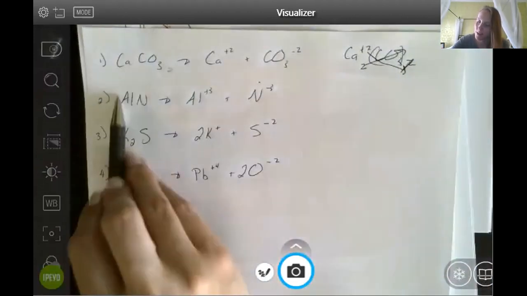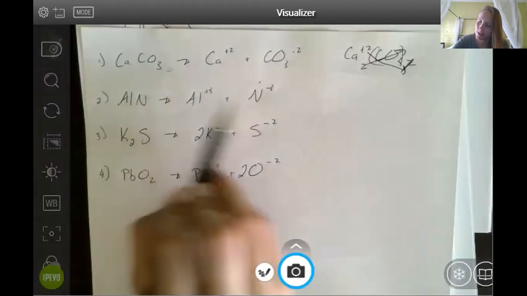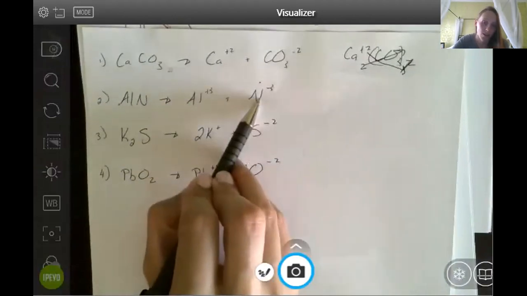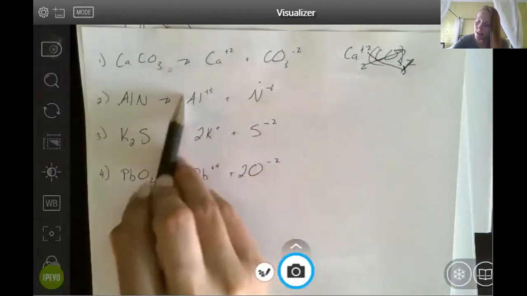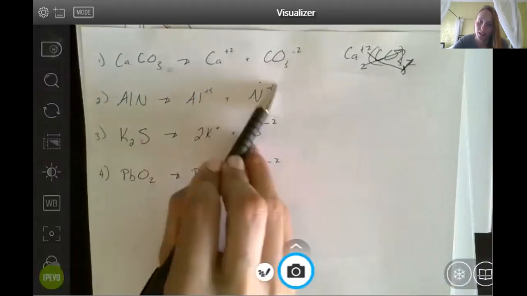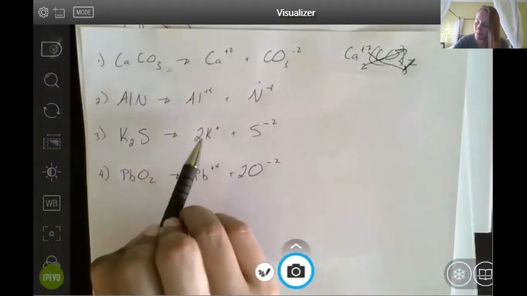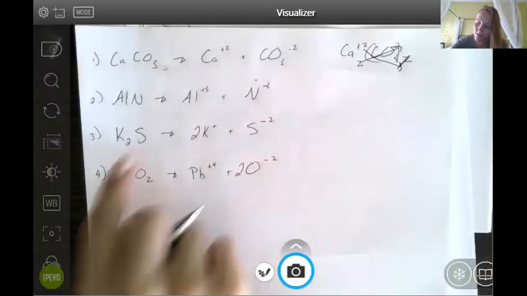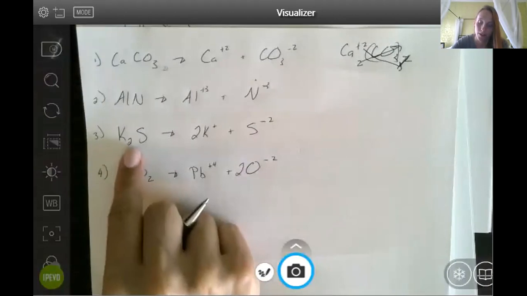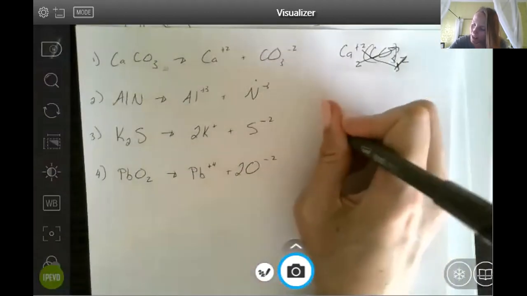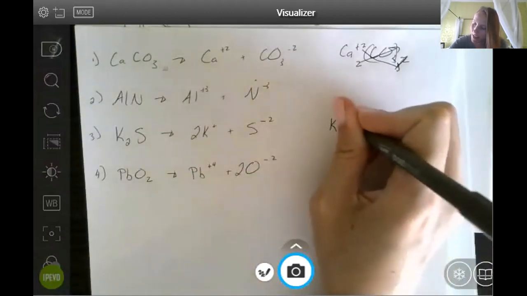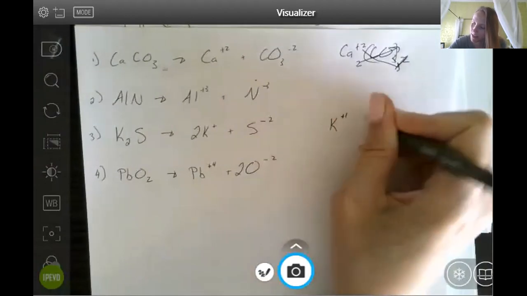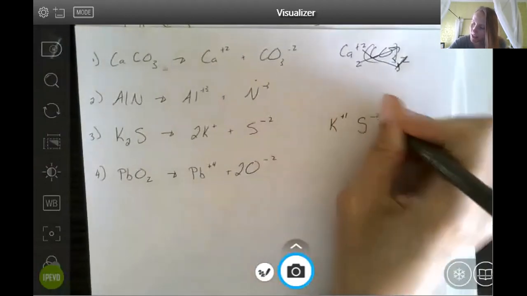Okay. Next up, we have aluminum nitride. When we break that apart into aluminum and nitrogen, we can just look on the periodic table to figure out that aluminum has a charge of +3 and nitrogen has a charge of -3. Next up, it gave us the name potassium sulfide. So just to figure out what this molecule would look like, I would have to write out my potassium. It has a charge of +1. Sulfur has a charge of -2.